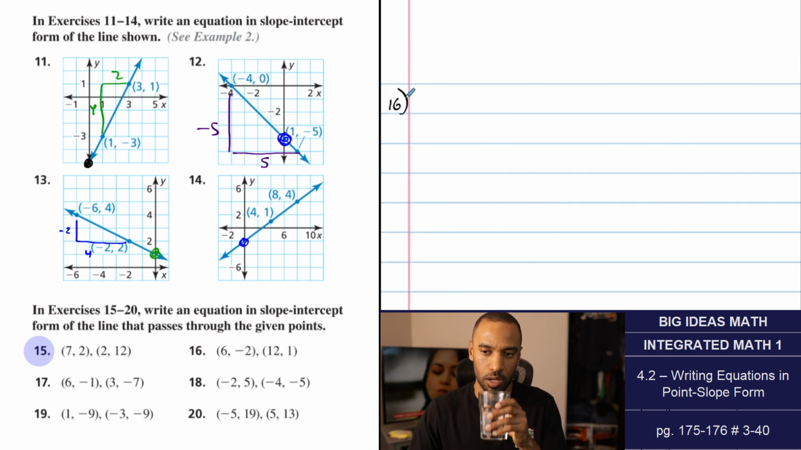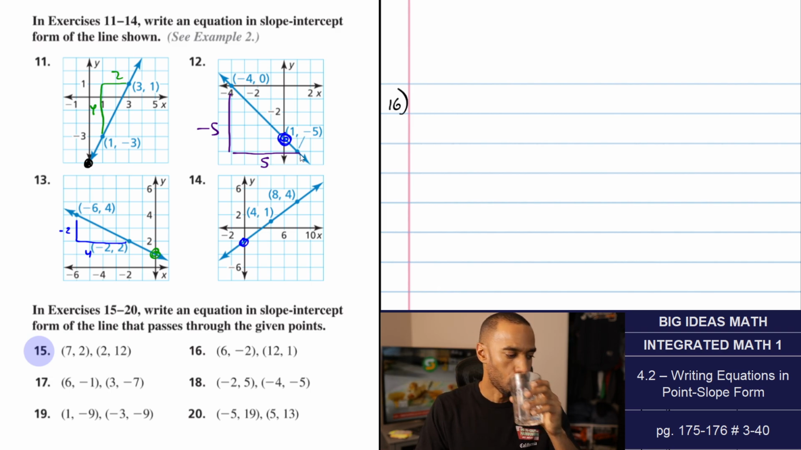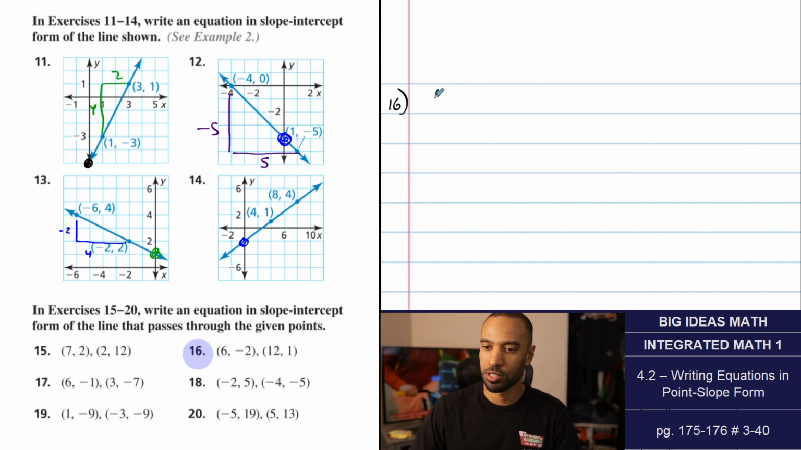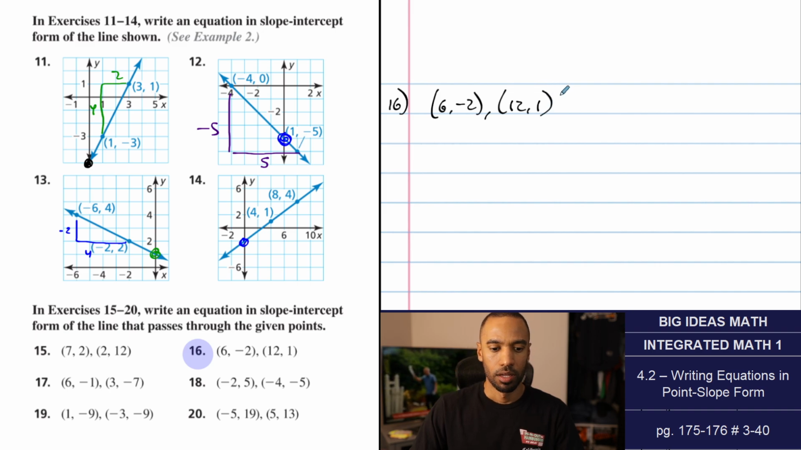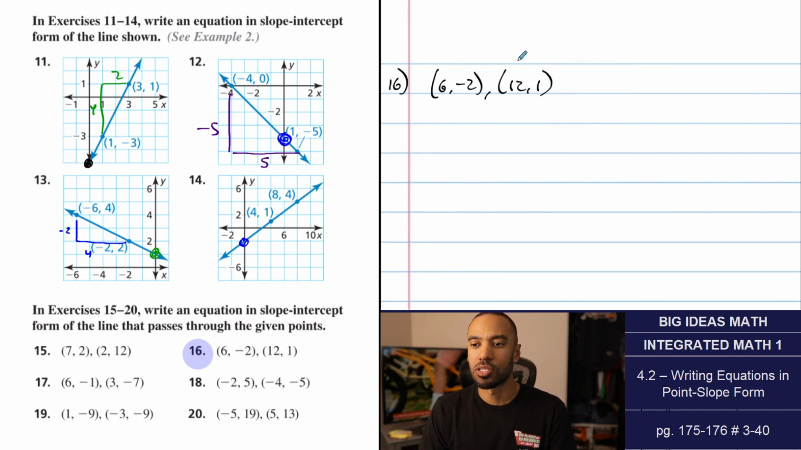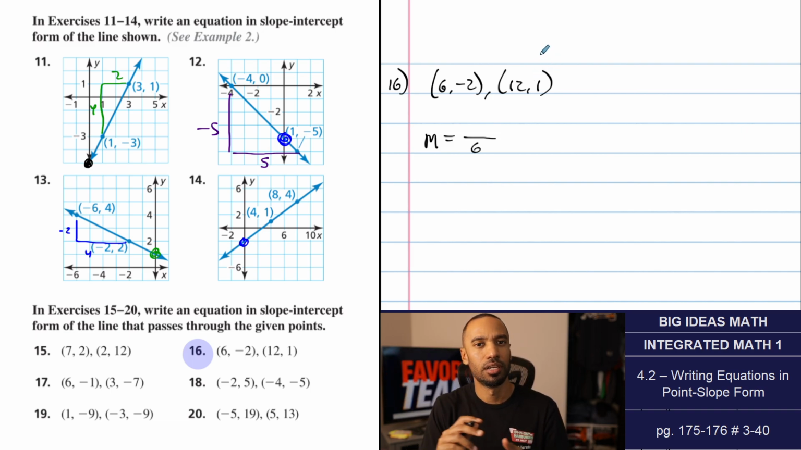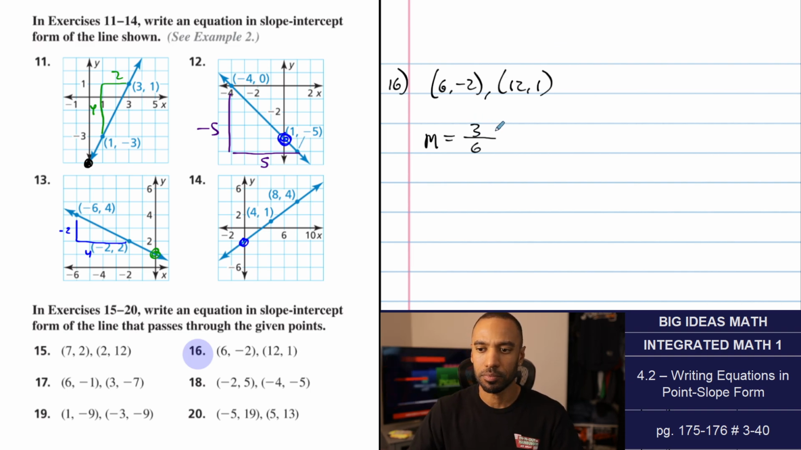Number 16. Here are two sets of points. For the sake of practice, let's just practice a mental rise and run here. Our run from 6 to 12 is 6, and I'm choosing the positive route, so we'll go from -2 to 1. What's that rise? -2 to 1, we're 2 away from 0, and then 1 away from 1, that's 3. Rising 3. 3 over 6 is 1/2.